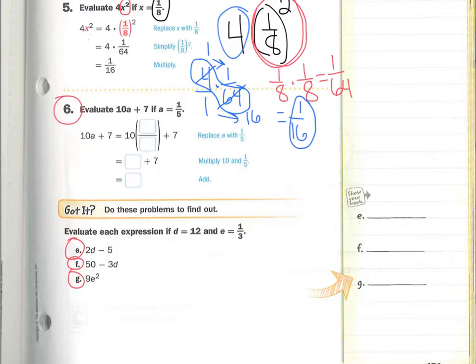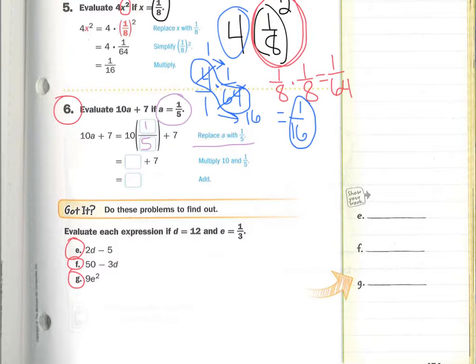Okay, welcome back. Let's start with number 6 and see how you did. So the first problem here, number 6, says 10 times a plus 7. And this one kind of guides us through what to do. So the first thing it says to do is replace a with 1/5, because again, that's given in the problem. So I'm going to go ahead and do that.